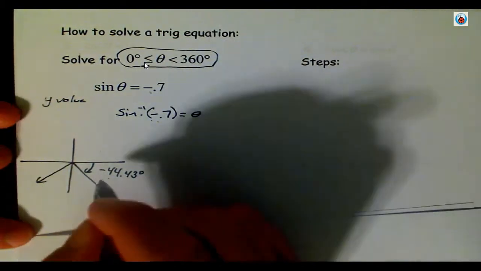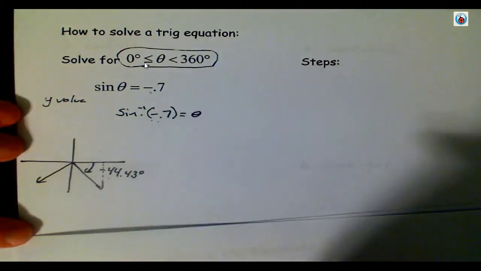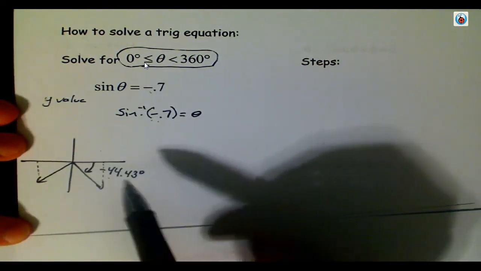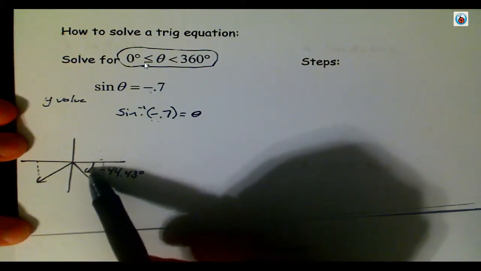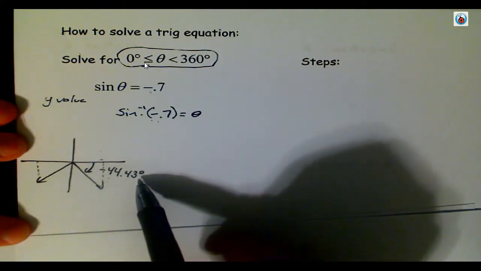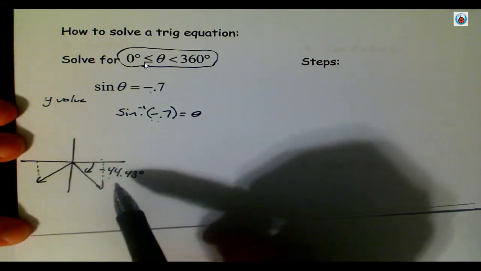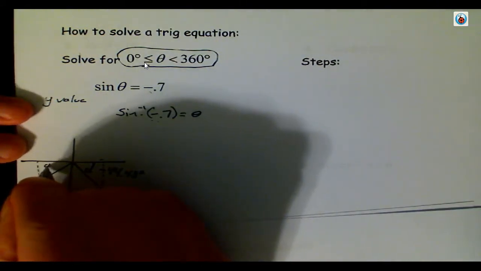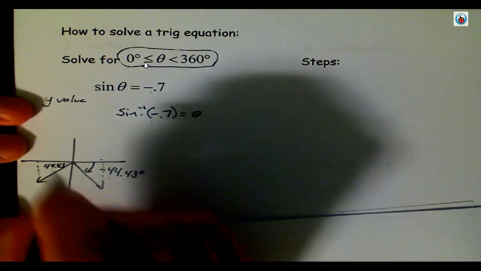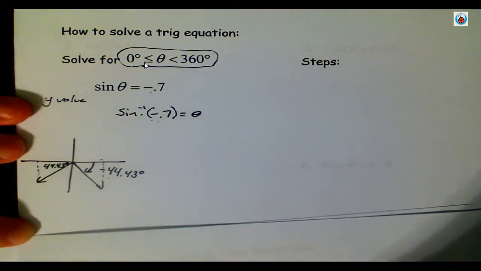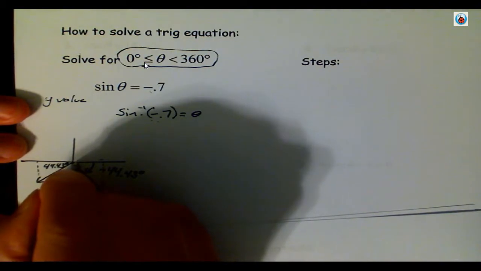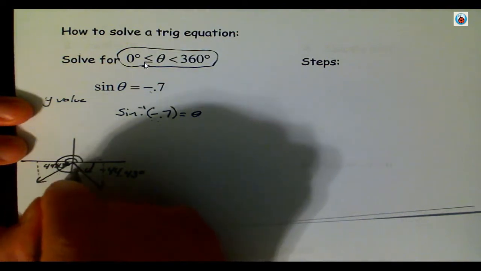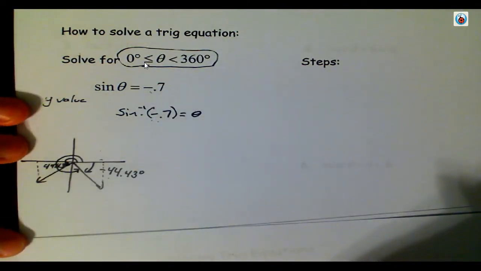Now what's really nice about this is that these right here are reference angles, right? Now my drawing's kind of bad, but if this reference angle is 44.43, that means that this reference angle is also 44.43. So I can actually write that in, 44.43 degrees. Now I need to find this angle and this angle, because remember I want both positive angles.